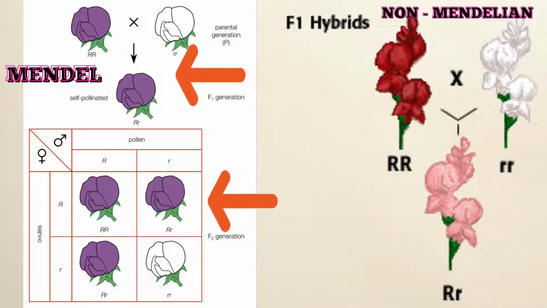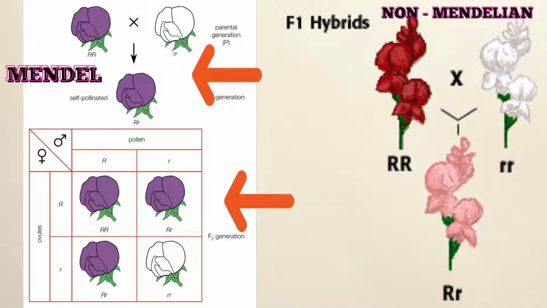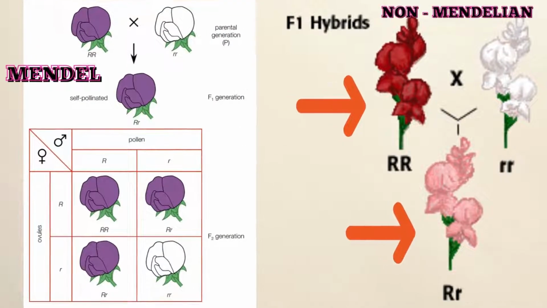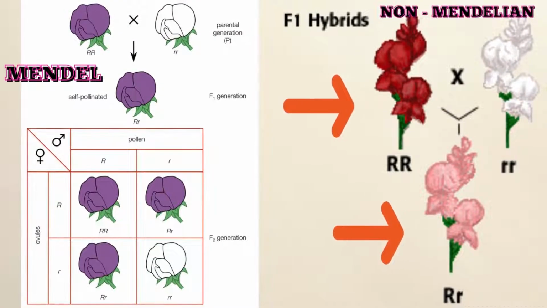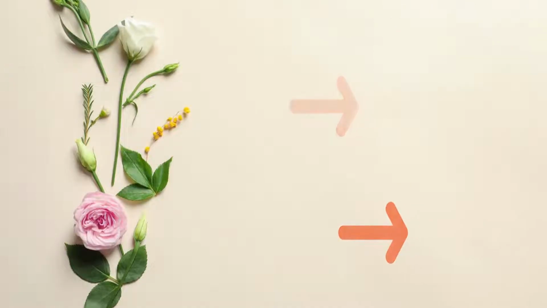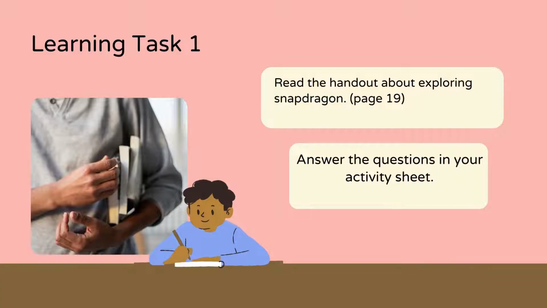But kung sa non-Mendelian inheritance, walang dominant or recessive na gagamitin, bagkus yung possibility na maghalo ang kulay nila, and when we combine violet and white, the result is lavender, which is a non-Mendelian inheritance. However, non-Mendelian inheritance shows that another offspring might come without acquiring the original color from the parents, but can produce new color for the same organism. Learning Task 1, read the handout about exploring Snapdragon on page 19. Answer the questions in your activity sheet.